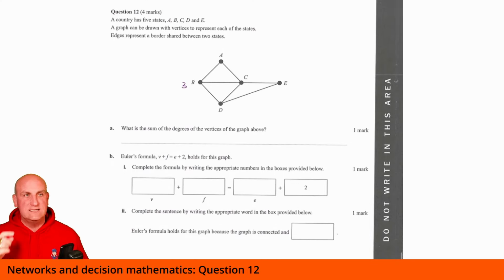A country has 5 states, A, B, C, D, and E. A graph can be drawn with vertices to represent each of the states. Edges represent a border shared between the states. Now I'm going to delete that little 3 there because it shouldn't be there. What is the sum of the degrees of the vertices?